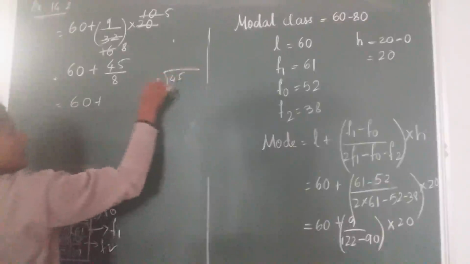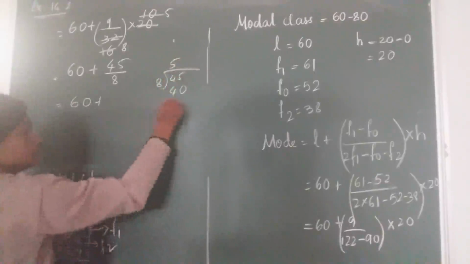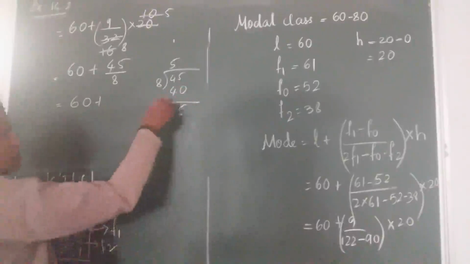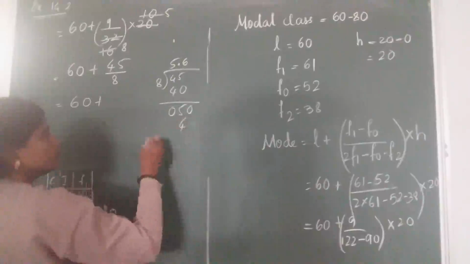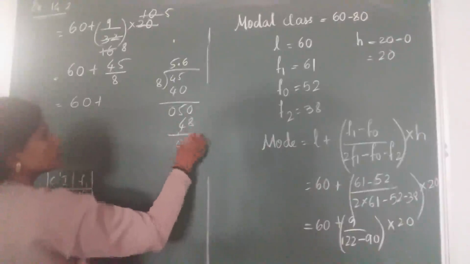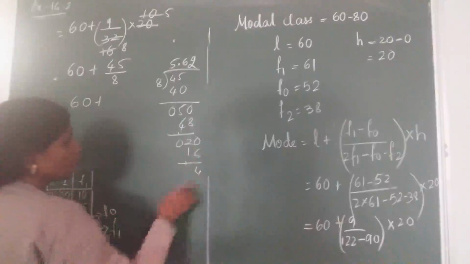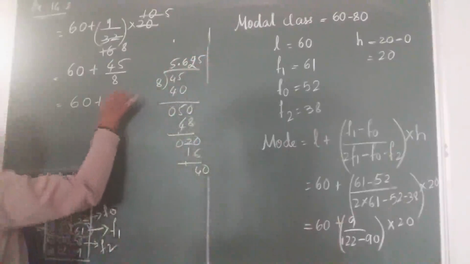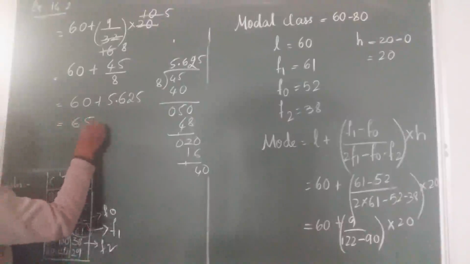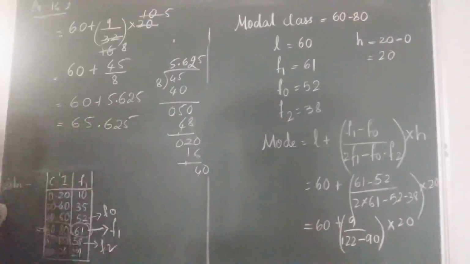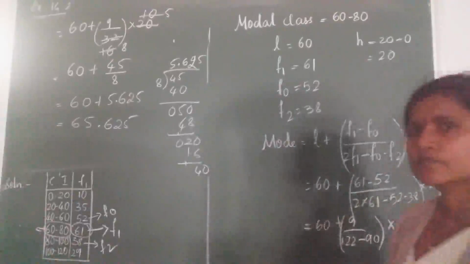45 divided by 8. So 8 5s are 40. So it is nothing but 5. So 0. 8 6s are 48. So 0. 8 2s are 16. Okay. 10 minus 6 is 4. 0. 8 5s. So it is nothing but 5.625. Next it is 65.625. This is nothing but the mode of that given distribution table. Okay. Thank you.